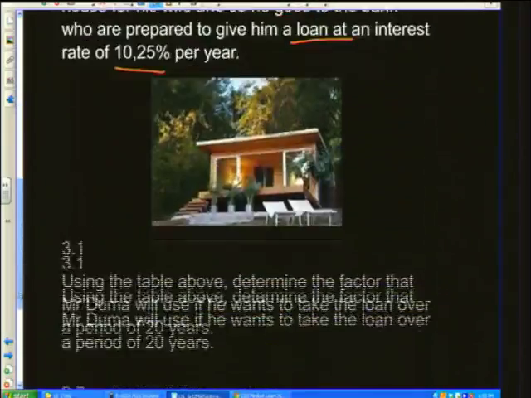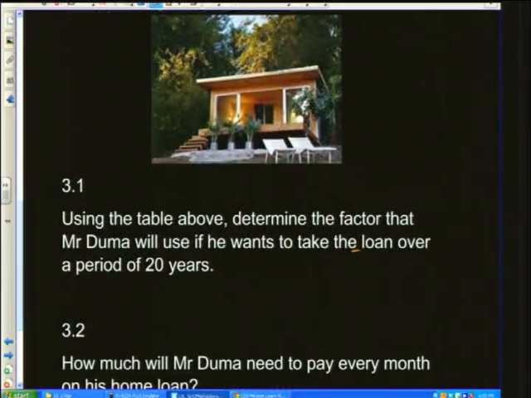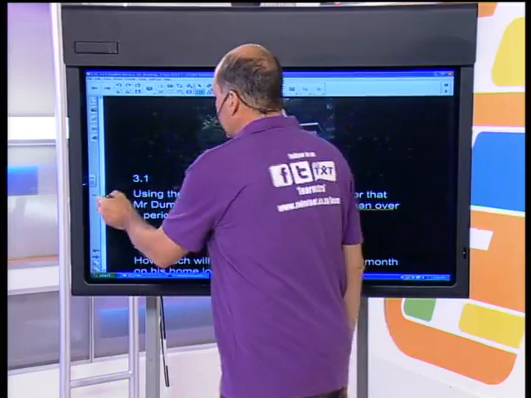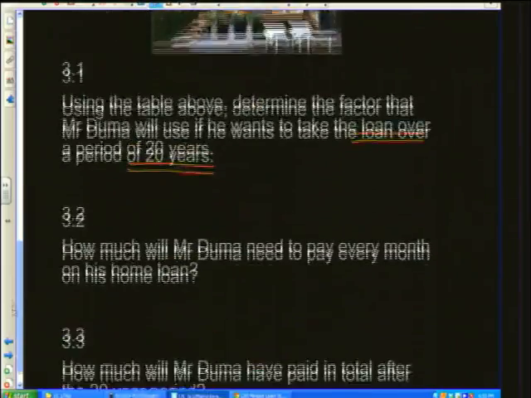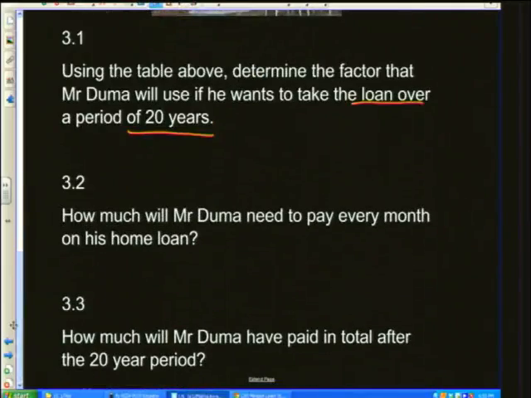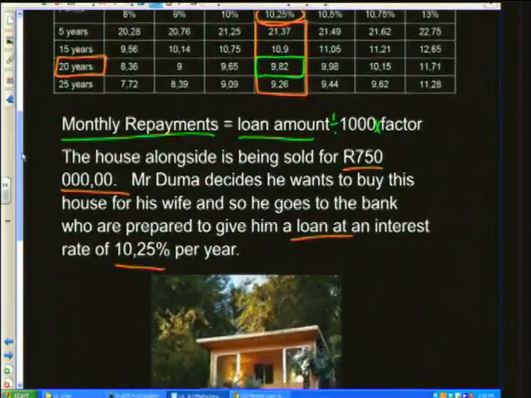Now, the question goes on to say that he wants to take the loan over a period of 20 years. So on the factor table, we now have to look at the time. And we go down, it's not 5 years, it's not 15 years, it's 20 years. So the factor that we're looking at is 20 years, the time, and we've got the interest rate, which is the one that we want. We've got a factor of 9.82. It says, using the table above, determine the factor that Mr. Duma will use. So we said 9.82. Did I get that right? I'm sure I did. We've circled it, 9.82.